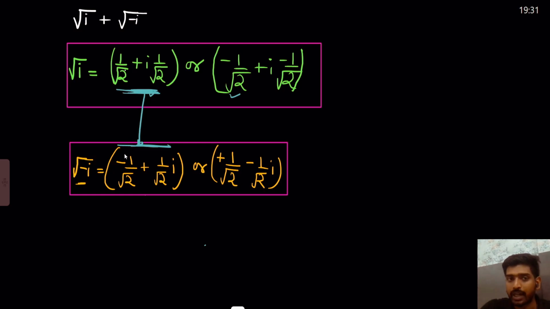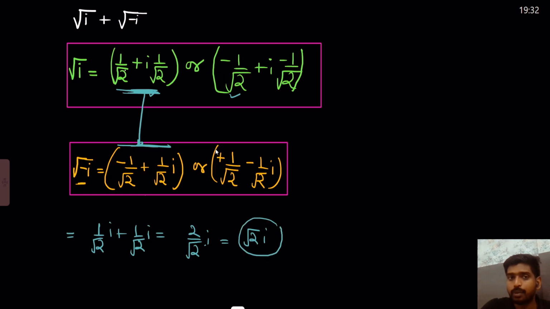1 by root 2 and minus 1 by root 2 will get cancelled, and we will get iota multiplied by 1 by root 2 plus iota multiplied by 1 by root 2. These two will get added. Got it? So we will get 1 by root 2 iota plus 1 by root 2 iota, which will be equal to 2 by root 2 iota, which is root 2 iota. This is one possibility.